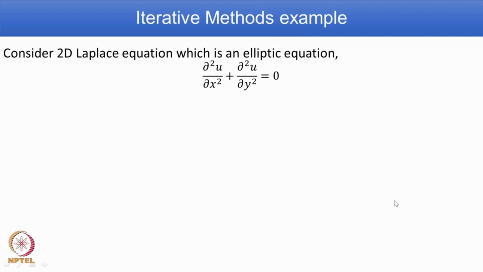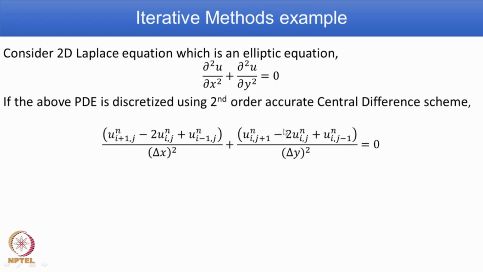We will explain different iterative procedures by taking one example problem, shown here as the 2D Laplace equation, dou squared u by dou x squared plus dou squared u by dou y squared equal to 0, which is an elliptic equation. If that example equation is discretized using a second order accurate central difference scheme, then we get the finite differenced form of that equation, shown here.